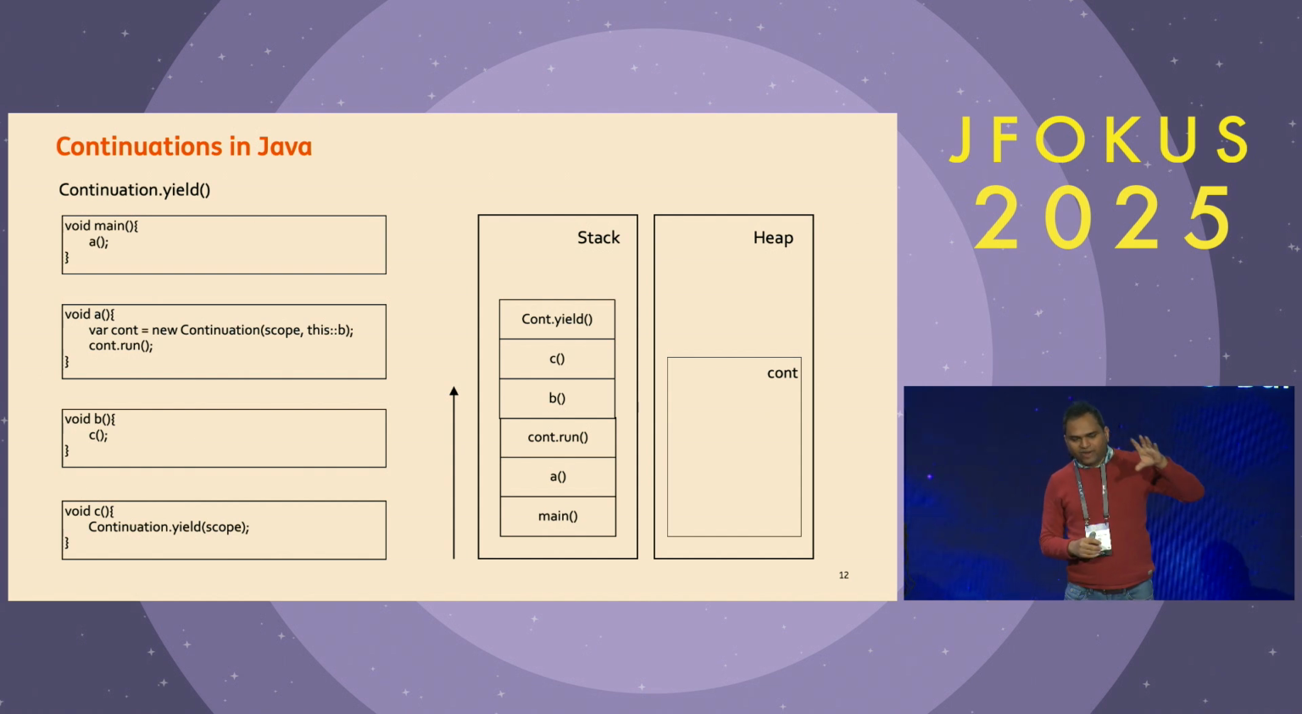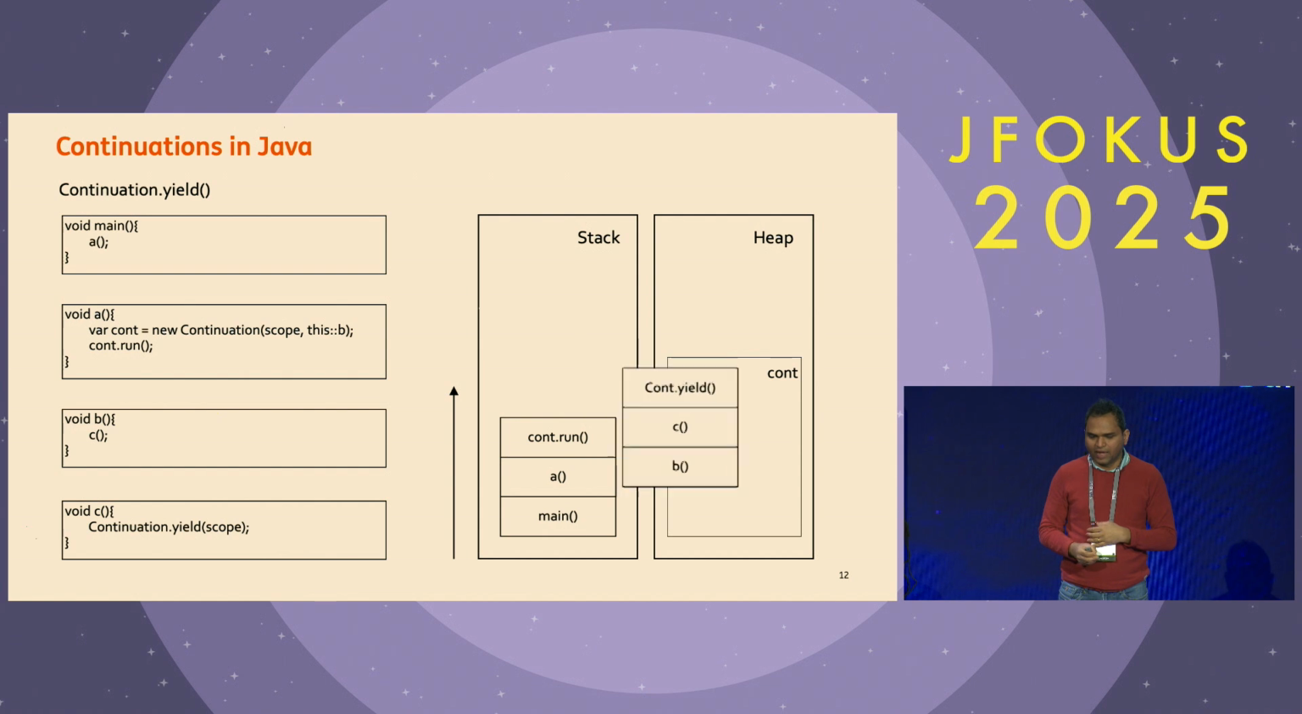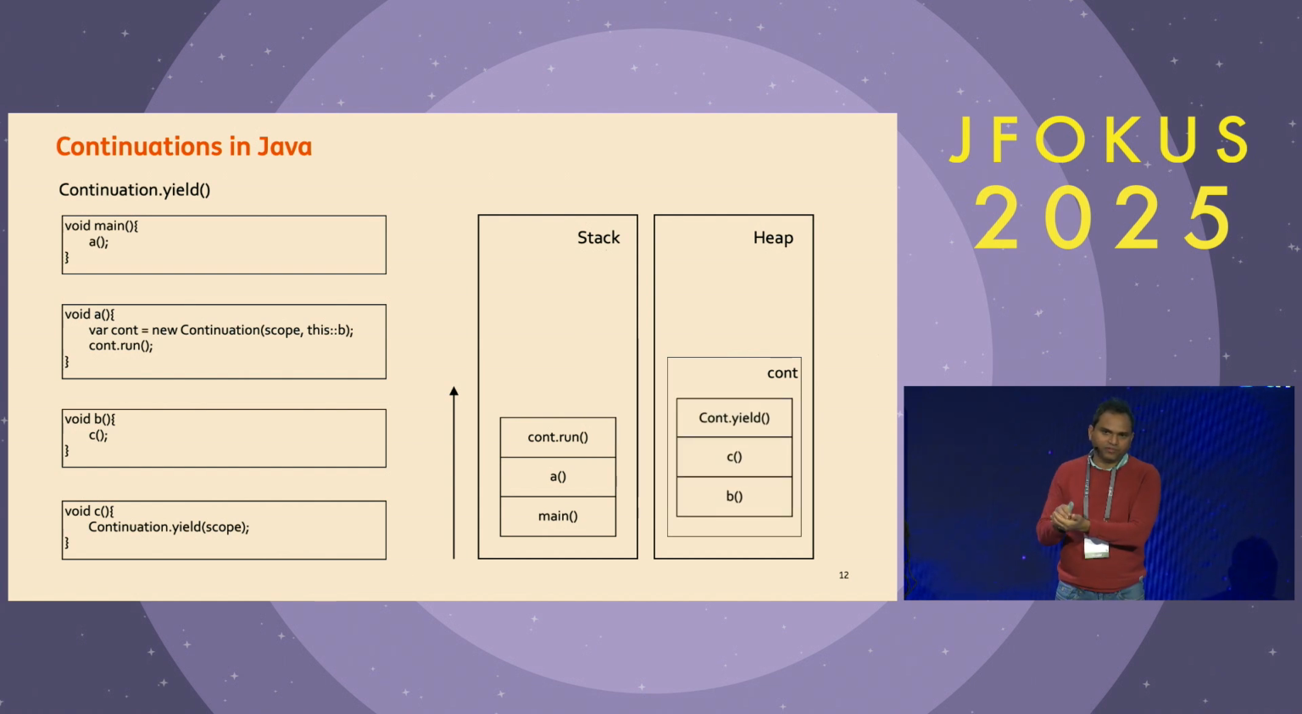Well, all the stack frames on the stack from continuation.yield until B are moved to the heap, and they are saved inside the continuation object. And then the top frame on the stack, which is continuation.run, returns to method A. And that's how you effectively transfer the control to method A immediately after continuation.run.